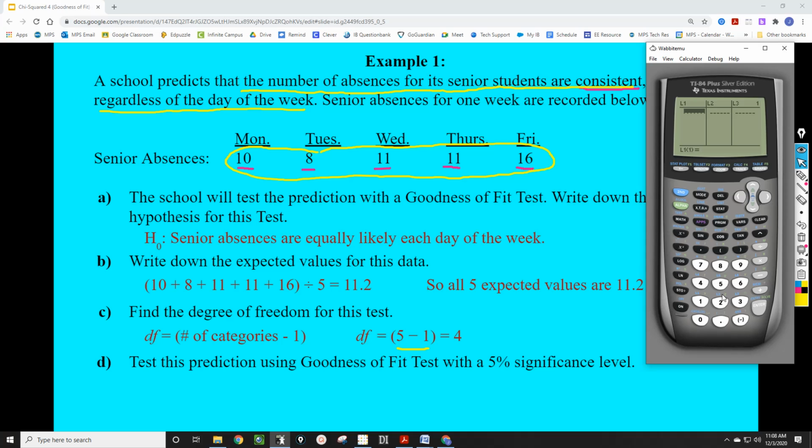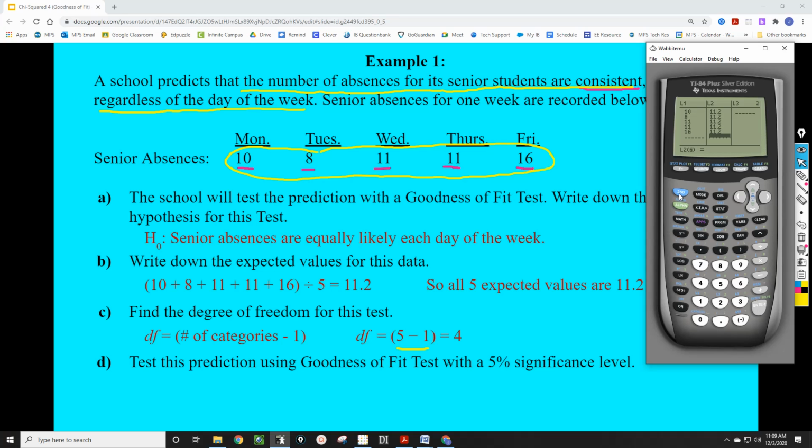So our first set of numbers here that we have was the actual recorded data. So that would be our observed data. That goes into our first list. So 10, 8, 11, 11, and 16. Okay, so our 5 different pieces of observed data. And then in list 2, we're going to put in our expected values. And we expected 11.2. That was our average for each and every day. So we need to make sure to put that in 5 times so that it matches up with our 5 observed data values. All right.